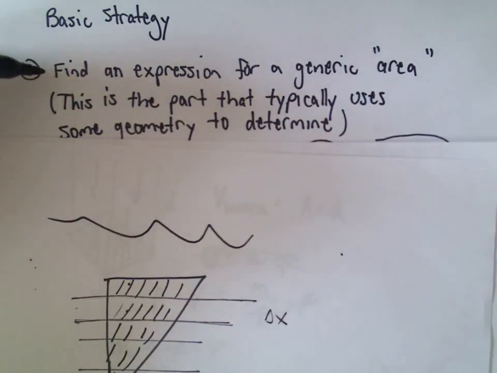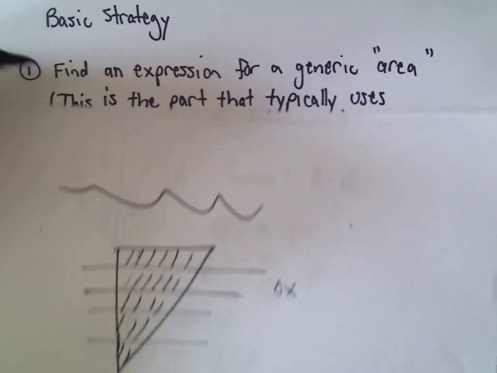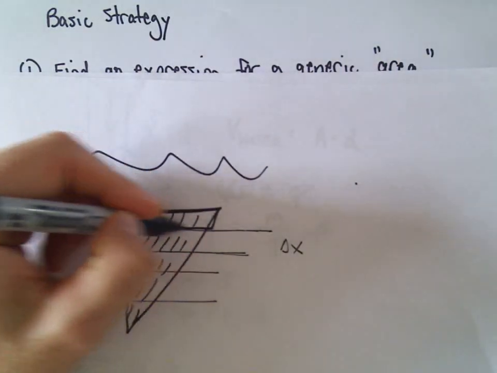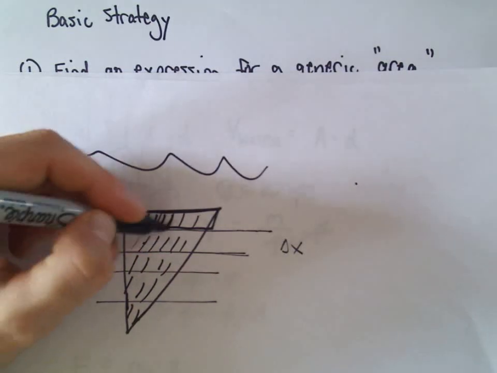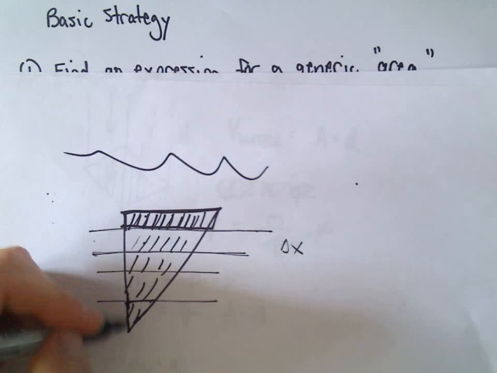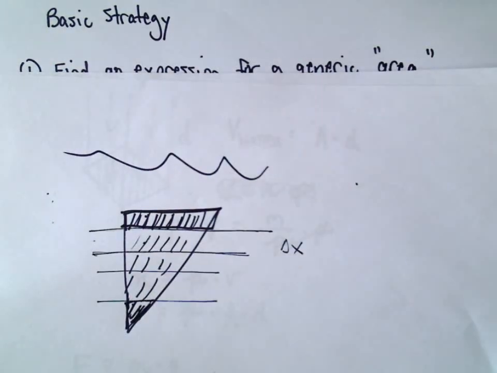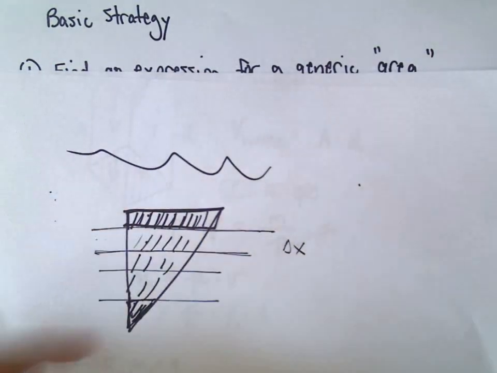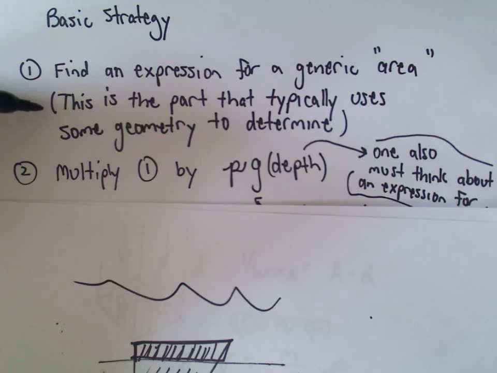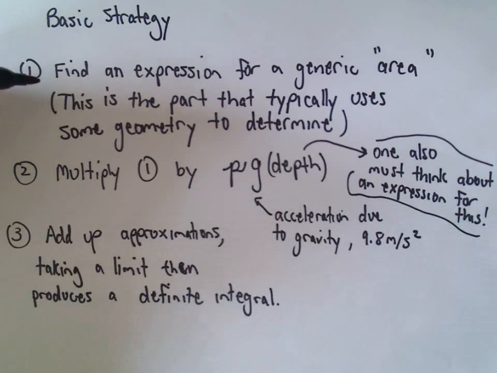And this is where I'm saying we have to find an expression for the generic area, because the area of this little plate is changing. Certainly if you take a little slice at the top of the plate, there's more area there than if we take a little slice at the bottom of the plate. So the area is changing as we move down through the fluid, at least in this case. We're going to have to find an expression for that generic area, and this is the part that typically uses some geometry. I think this is maybe the little tricky part.